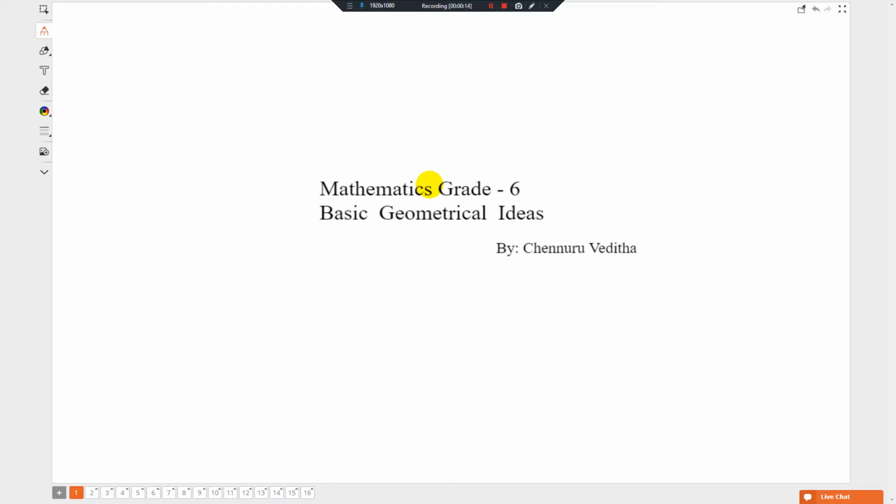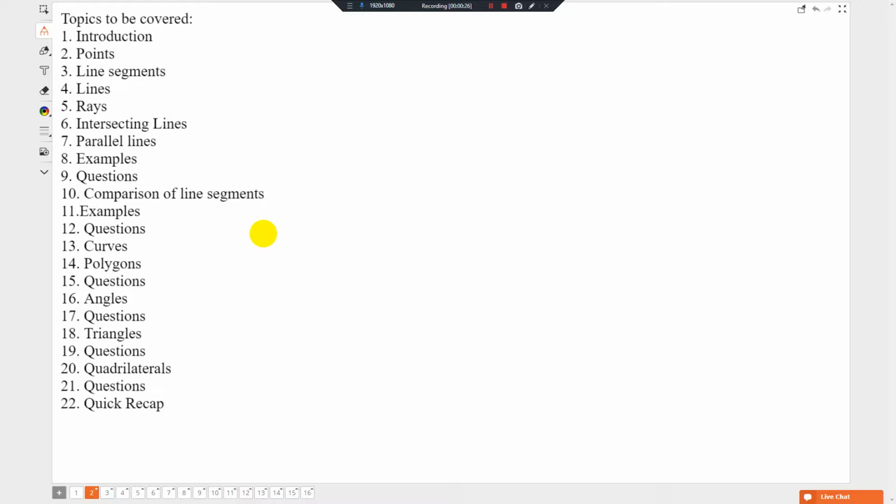This is a very new chapter we're starting, right? Basic geometrical ideas. This is a new chapter we're starting. So let's start. So, basic geometrical ideas. What we're going to cover in this chapter, we'll see.